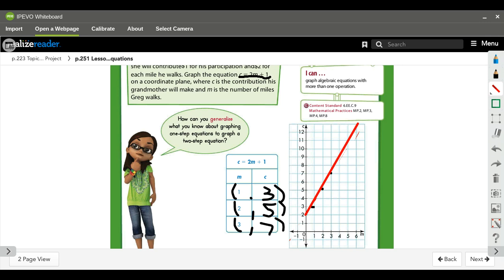I'm going to come back over. I'm going to see where it hits. It hits at this point right here. So I'm going to go ahead and mark that. And then it goes right here. So in order for him to raise $11, he needs to walk 5 miles.